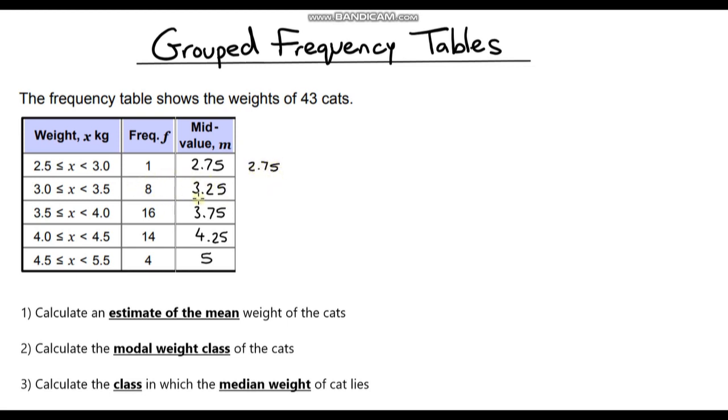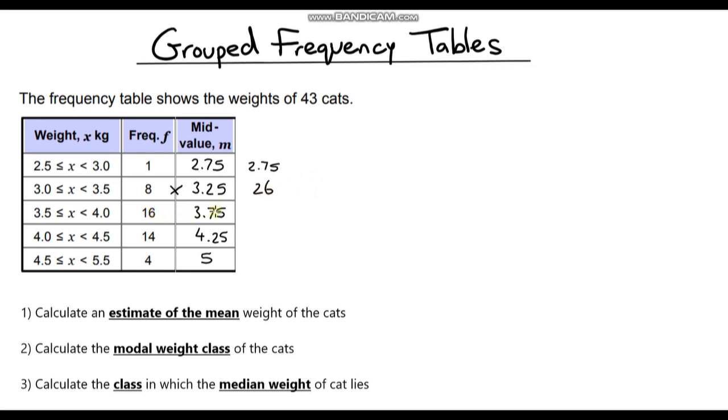The total weight of all the cats in this category is going to be 8 multiplied by 3.25, because there's 8 cats. They each weigh 3.25, or we're assuming they each weigh that. So we're just going to multiply these together. Let me just get the calculator out for this. 8 times 3.25 gives me 26 kilograms.